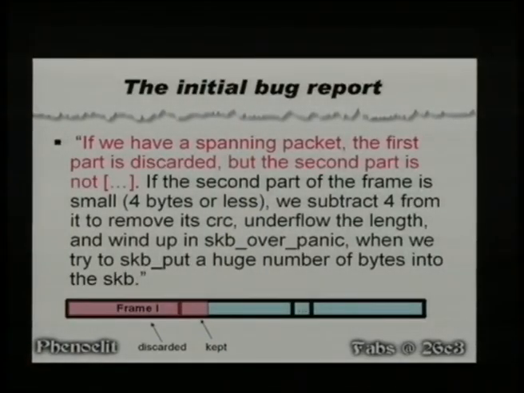I'm going to read it to you. If we have a spanning packet, so one that goes across multiple buffers, the first part is discarded, but the second part is not. That one's kept. Okay. So now what happens is that if that second part is smaller or equal to 4 in length, we will then subtract 4 to remove the CRC checksum and actually cause an integer underflow. Then we get a bug.